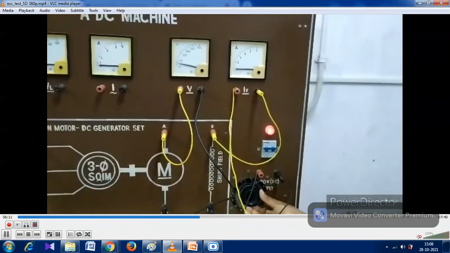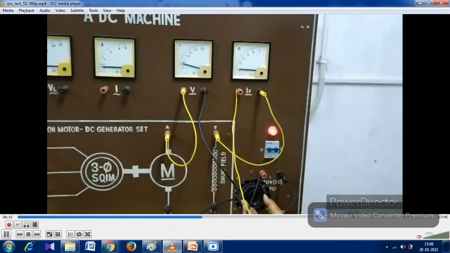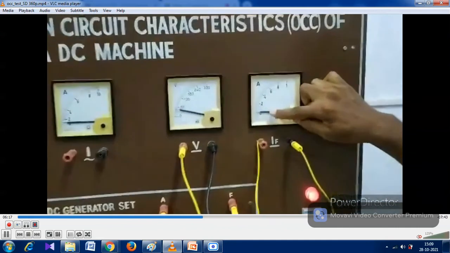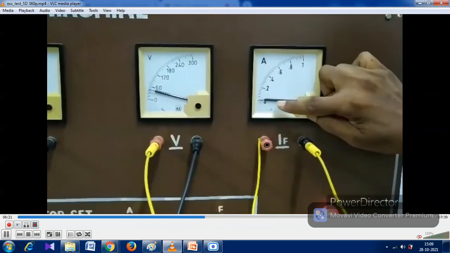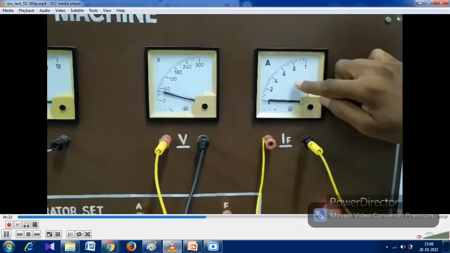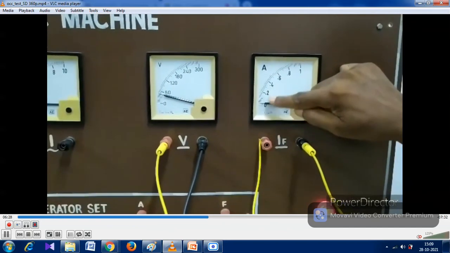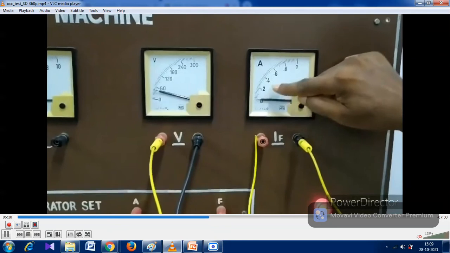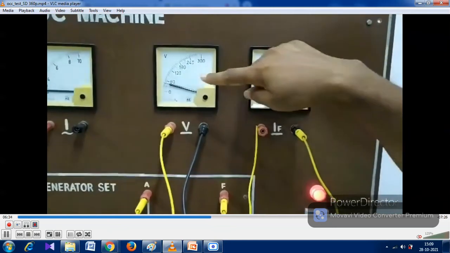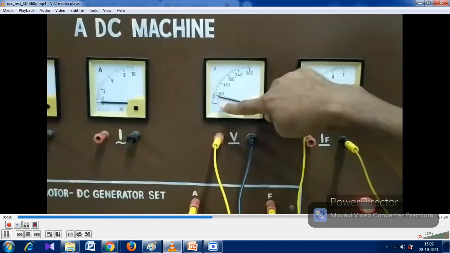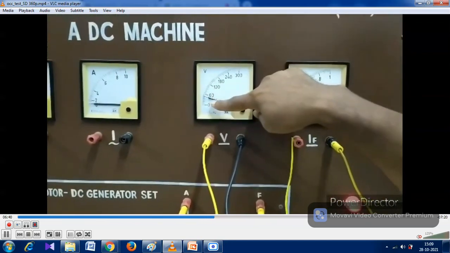Now we are giving the field current supply, and in the case of the ammeter the smallest division is 0.02, because between the current 0 and 0.2 there are 10 divisions. So the smallest division is 0.02, and we are increasing the current to 0.02, and we are getting nearly 48 volts.